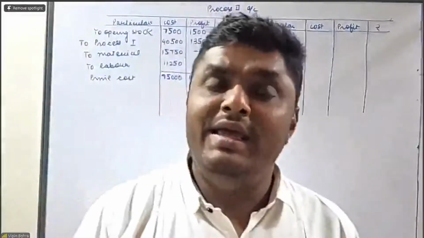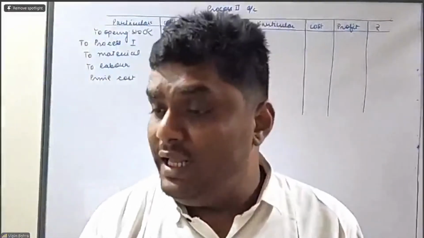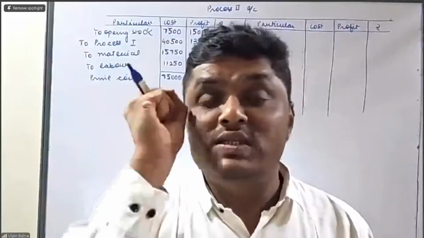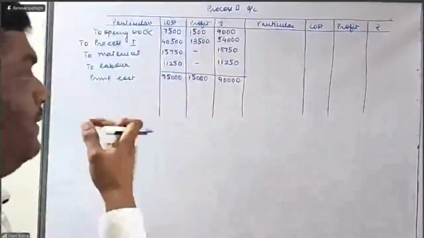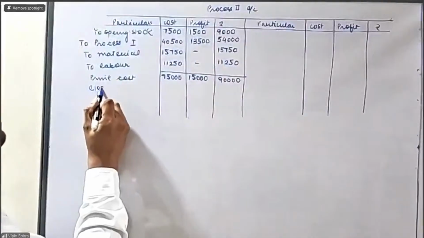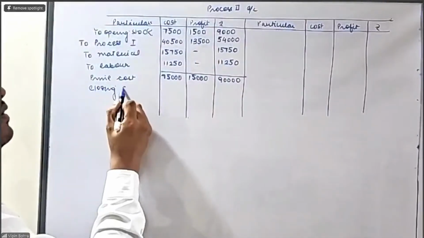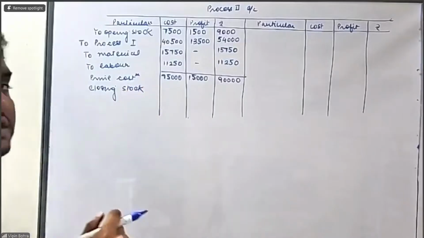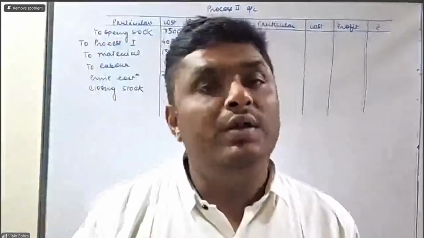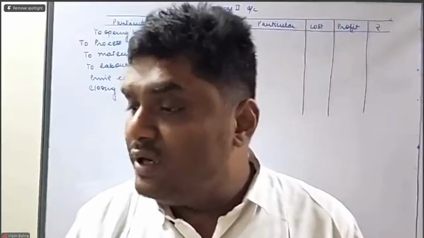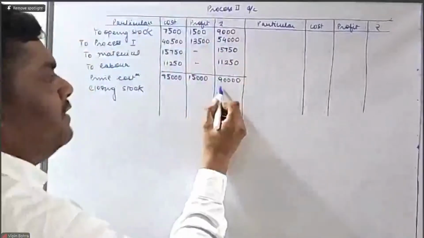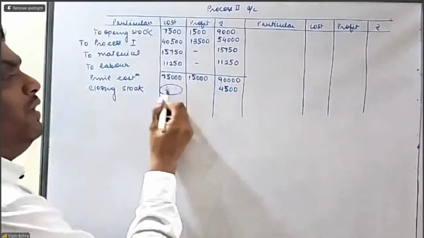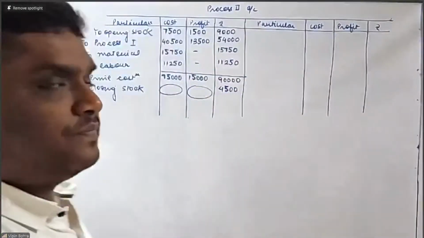Now, herein the key is the valuation of closing stock. Again, I repeat, it is given in the question. Stock in process is valued at prime cost. Stock in process means the closing stock is to be valued at prime cost. This is my prime cost and I have calculated this prime cost. Why? To value the closing stock. And the closing stock is given, that is 4,500. So we have to calculate this value and this value.